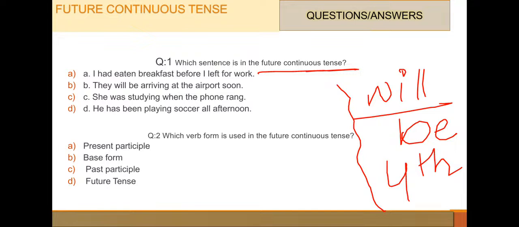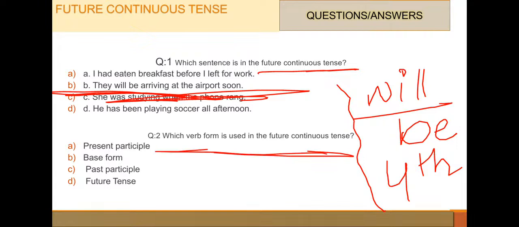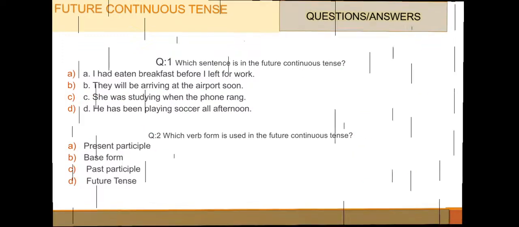The second one, they will be arriving at the airport. The second one is very important, and that is actually the future continuous tense. Now we have: which verb form is used in the future continuous tense? The present participle, which means the fourth form of the verb.